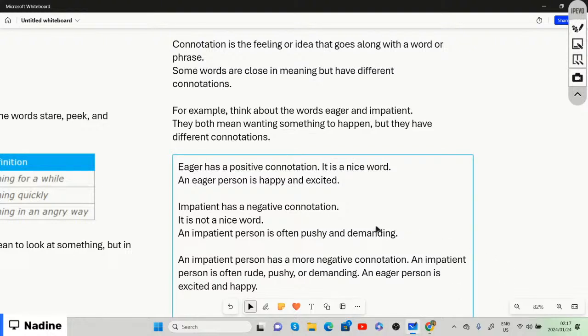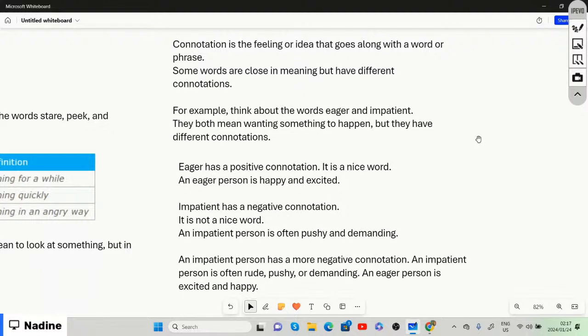All right. So we said that when it comes to connotation, you can have a negative connotation and you can have a positive connotation. Remember, when it comes to connotations, anything that is positive is good, anything that is negative is not good.